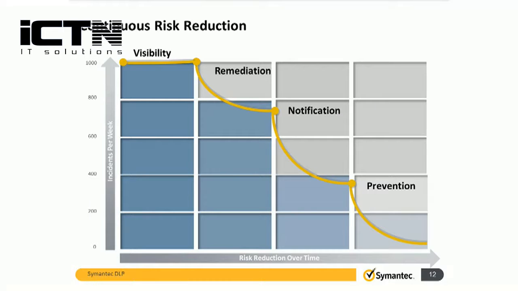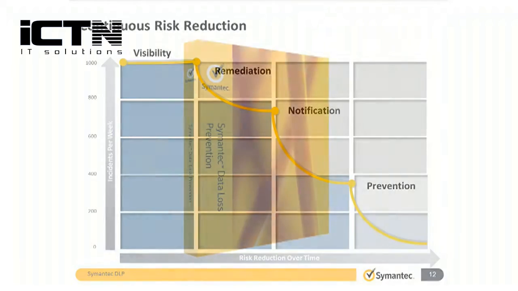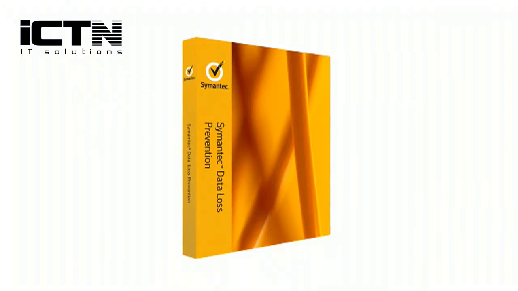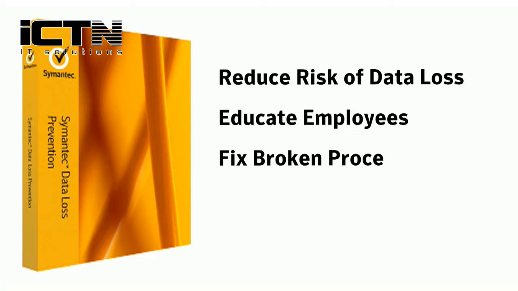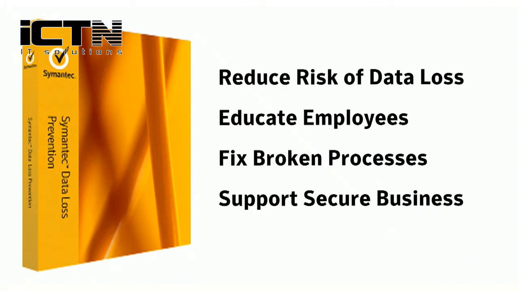Through a combination of blocking, quarantining, and conditional modification, Symantec DLP provides the tools to prevent data loss at every egress point. In summary, Symantec data loss prevention can significantly reduce the overall risk of data loss. We help security teams to enable the business side by educating employees, fixing broken business processes, and supporting business activity to occur securely.